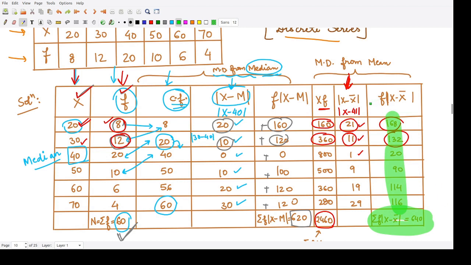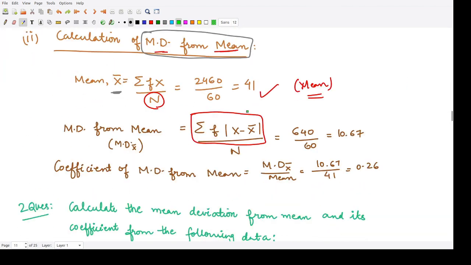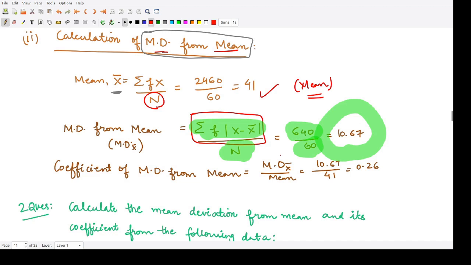This is summation f modulus of x minus x bar. So this quantity we got from here is nothing but 640, and the total number of observations here is 60. So when you divide these two, your answer is 10.67. That is the corresponding mean deviation from mean.